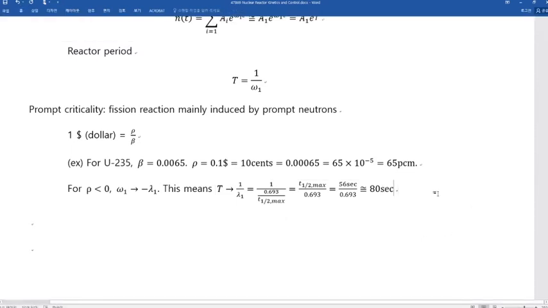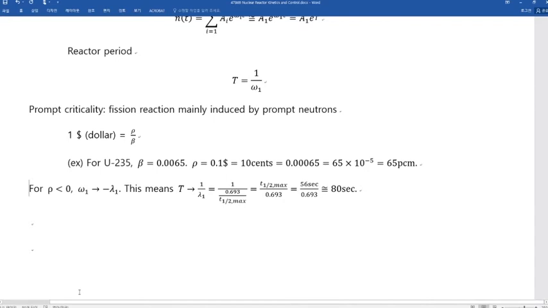So for negative reactivity, we have some asymptotic reactor period. That means the reactor period gradually decreases as reactivity decreases, but the reactor period approaches this value of 80 seconds.